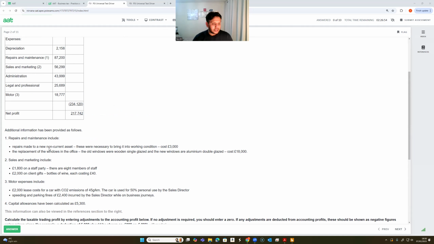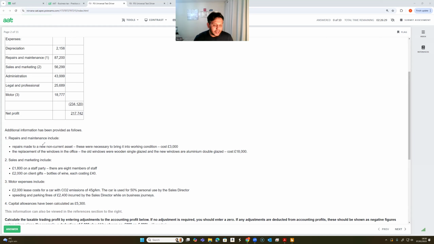So repair and maintenance. Repair made to a new non-current asset. This were necessary to bring it into work condition cost 3,000. So this is my first one. So we have here inside of the repair and maintenance, repair made to a new non-current asset. Very important information here. It says new. So you have to be focused.